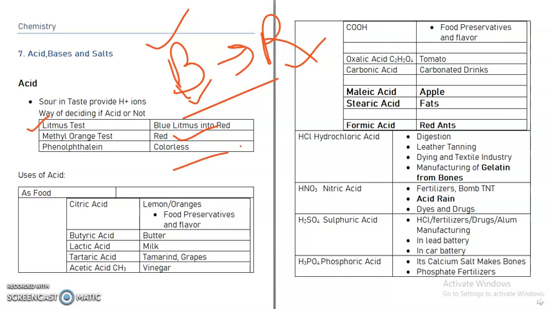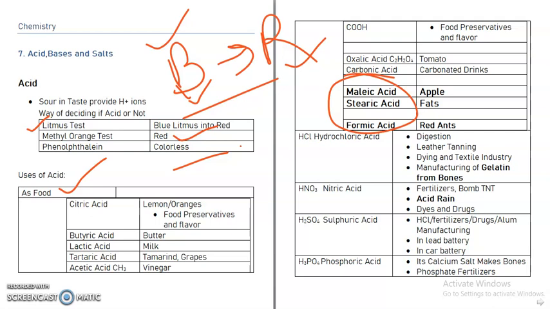Then uses of acid. Acids are found in foods. So which acid is found in which food? A direct one-liner comes. Remember these three because they are unique names and common. There is no logic, just remember: apple contains malic acid, fats contain stearic acid, and red ant bites provide formic acid. So you have to remember these three.